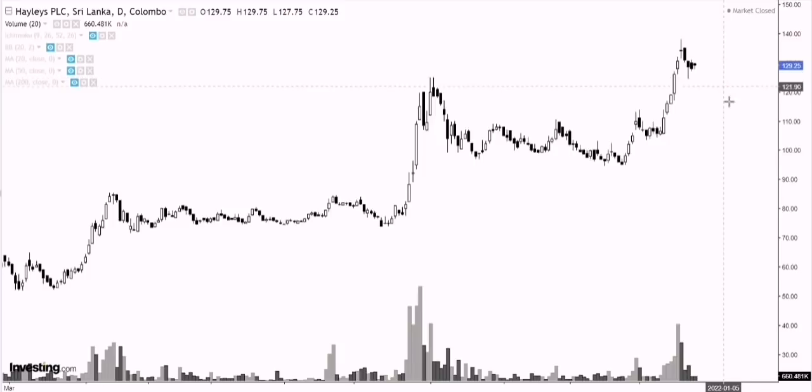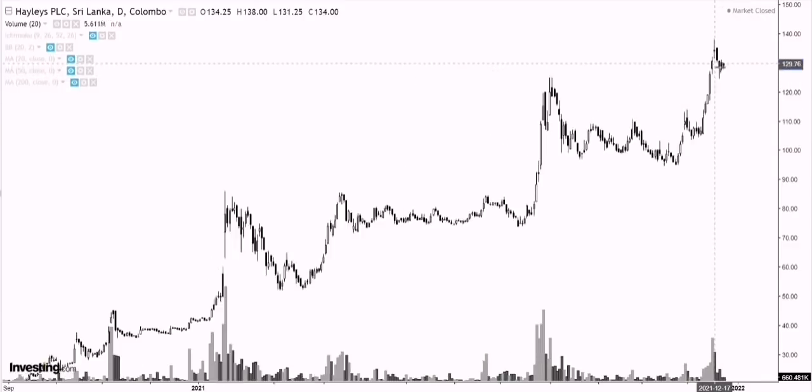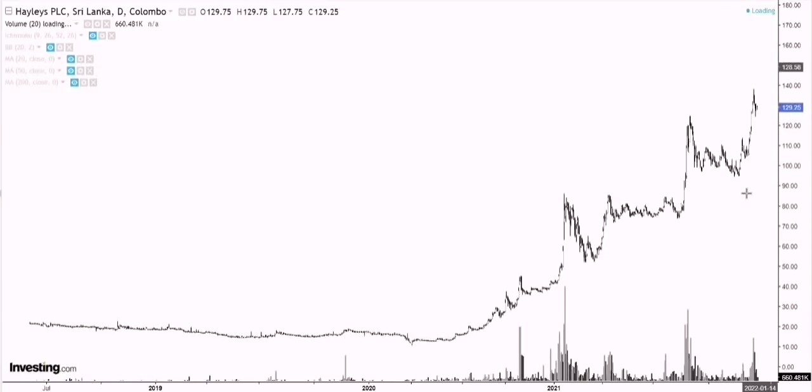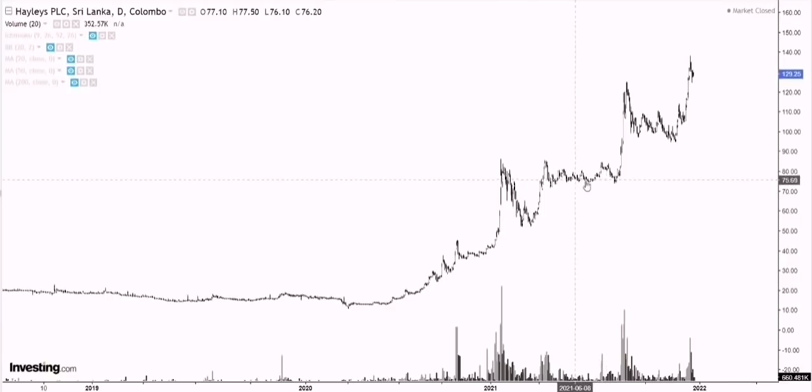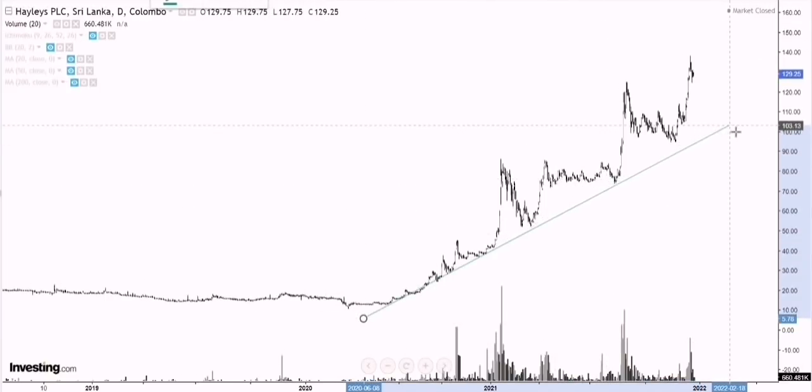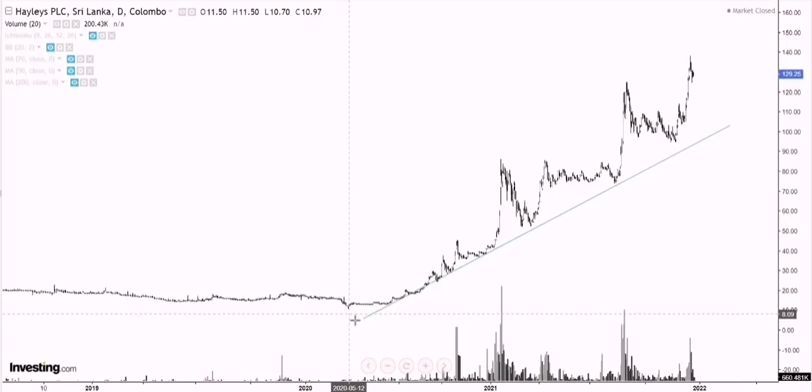So yeah, let's get into Hayleys. Like we always do, we simply zoom out of the chart. Looking at the overall chart, we can clearly see a very good uptrend on Hayleys all the way from the COVID-19 bottoms around May of 2020, and since then, for the past 1.5 years, we have seen a clear uptrend. Hayleys has pretty much gone from almost around 10 rupees all the way towards 140.